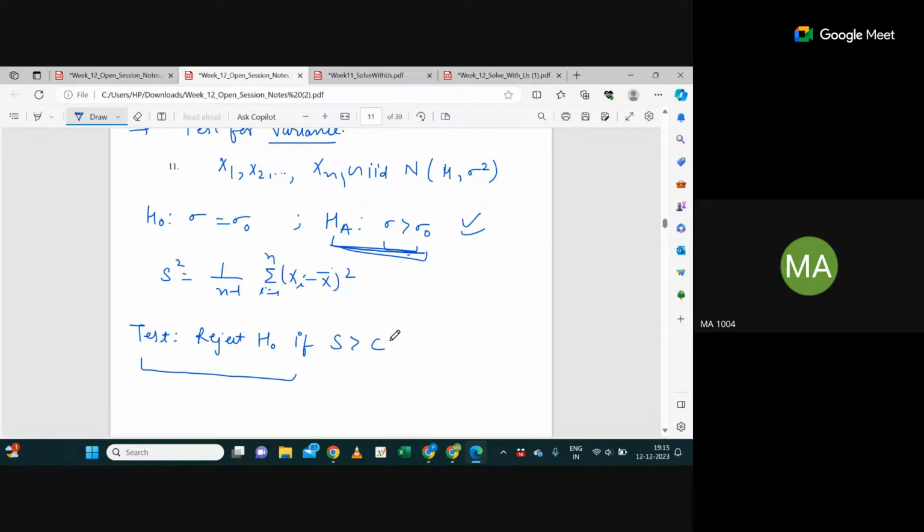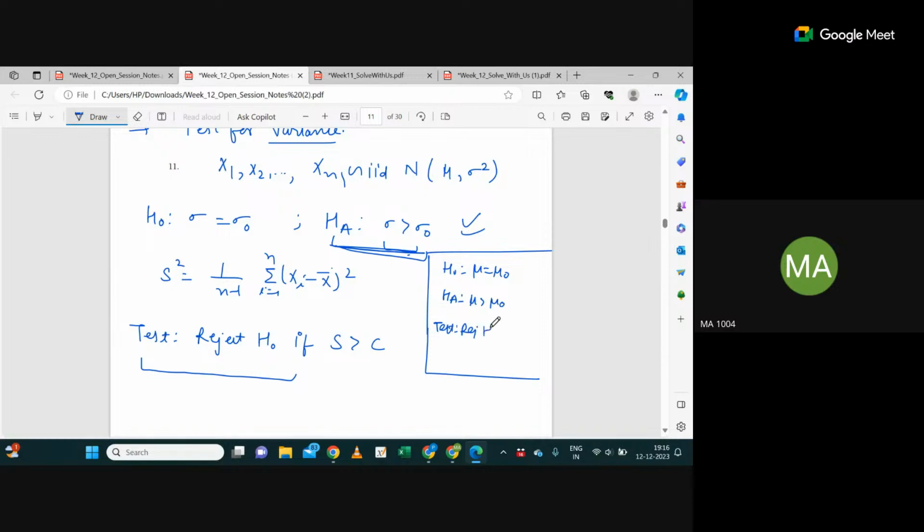S is the sample standard deviation here itself. Are you getting? Okay. That was my question. Just think a little bit. So in case of mean, this is something we have done, right? Then how will you decide your test?